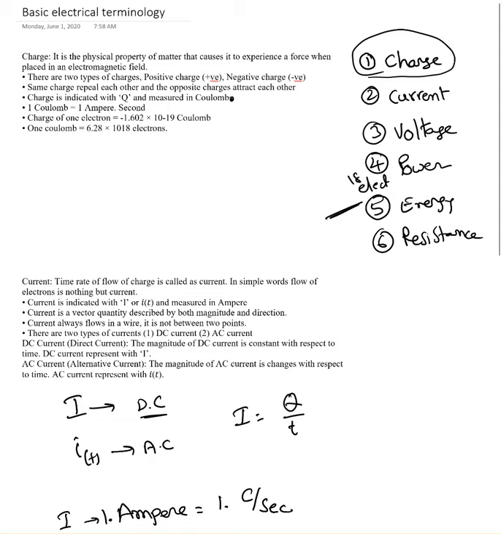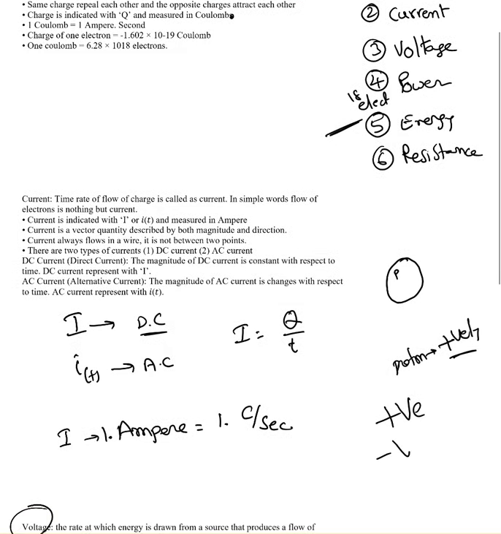Charge is a physical property of matter. If you look at matter, every matter is made up of atoms. An atom has a nucleus. In the nucleus we have protons, which are positively charged. By the way, this is a simple form of representing positive and negative. This is negative, that's positive.